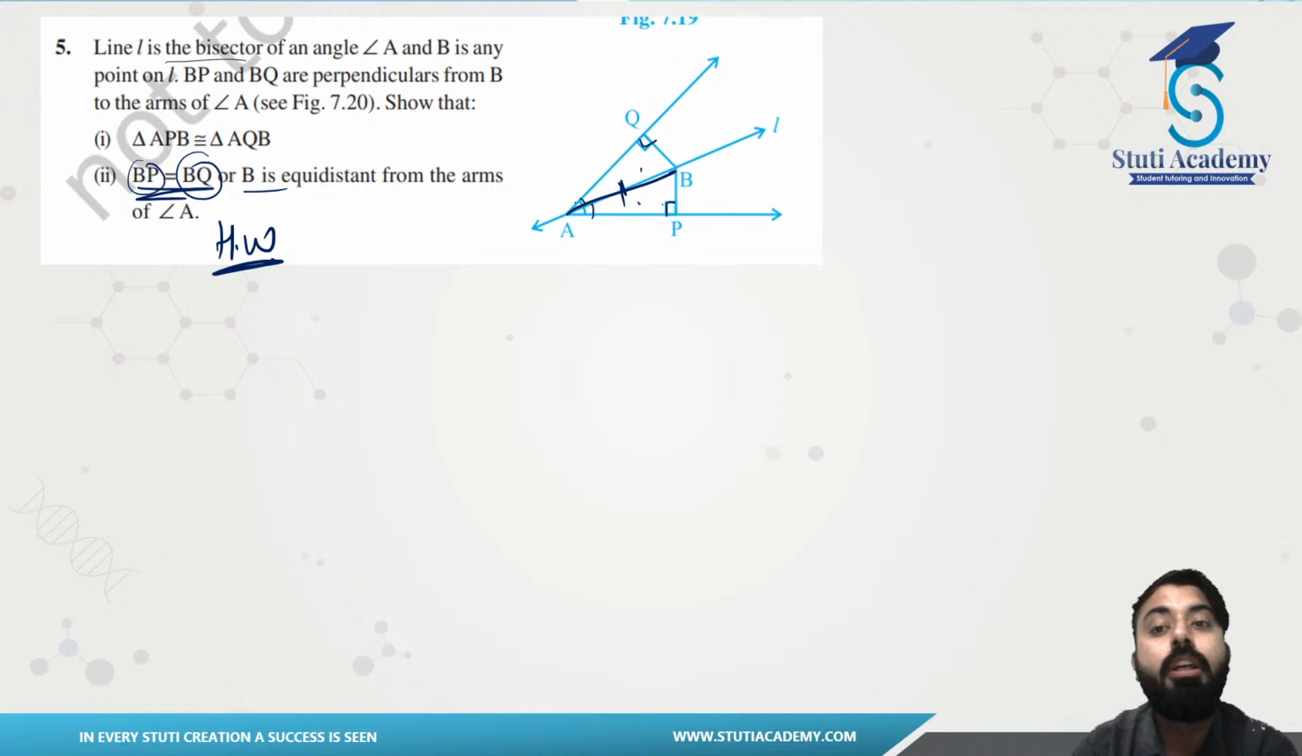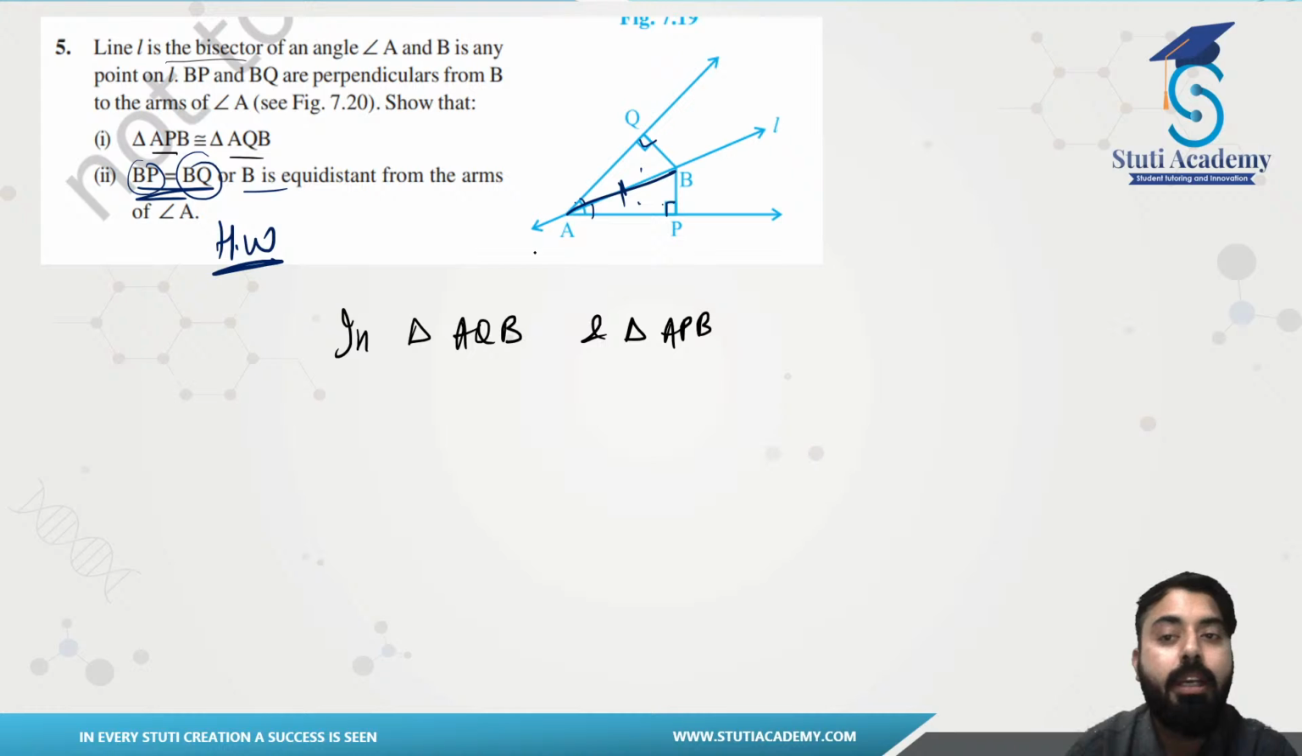Then you had to do what? Angle A and B, at any point on C. We had to prove that APB and AQB were congruent. So in triangles AQB and APB, I knew this angle was being bisected, right? L was the bisector of angle A, and I had been given BP and BQ from C. These two were 90 and this side was common. So you see, angle, side.